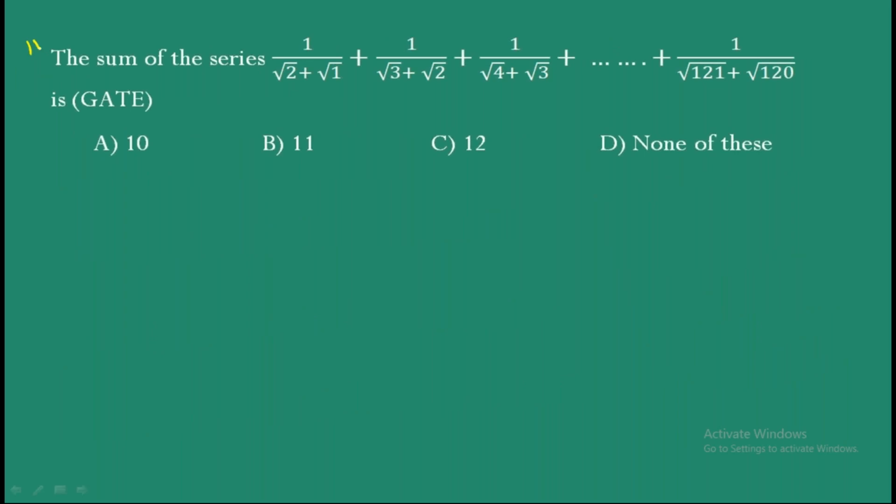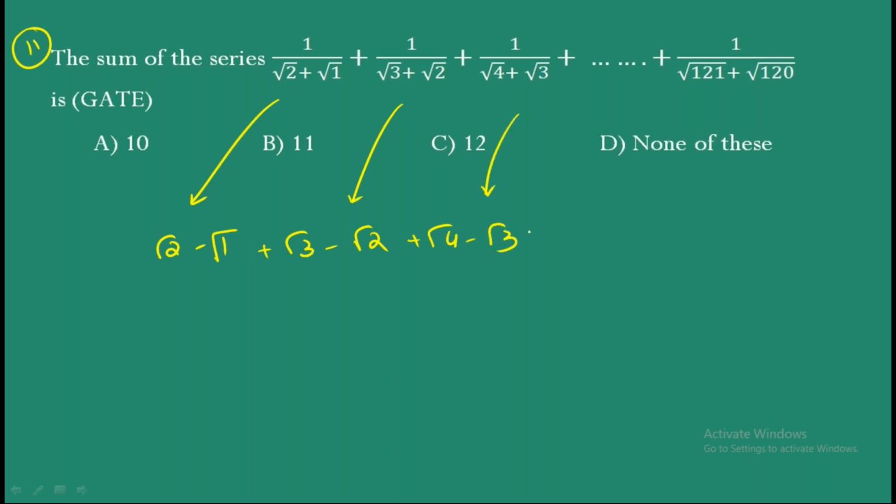Now this question, guys, if you do rationalization, you will get this as root 2 minus 1. This one is root 3 minus 2 root 2. This is root 4 minus root 3. If you do rationalization and check it out, we will get the sum up to root. This is given for 2 marks in GATE exam.